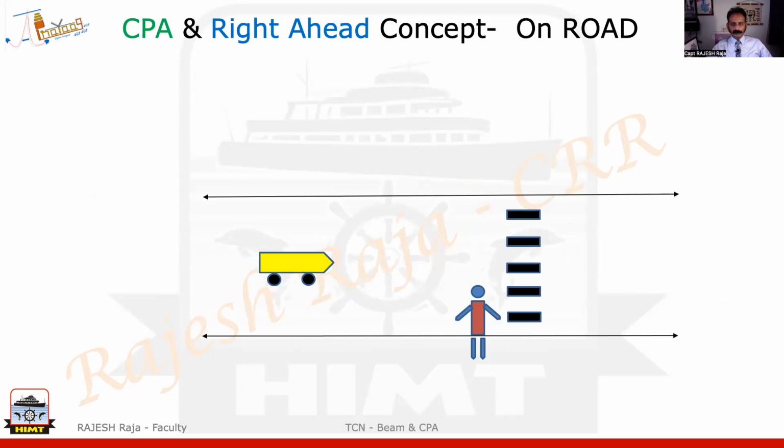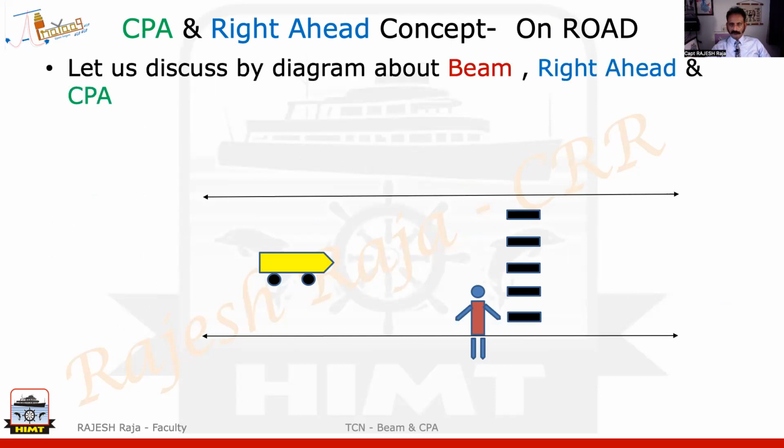Before that, I want to go to the road. As I said many times, most of the concepts you see on board at sea are there in your day-to-day life also, and you should try to correlate them if you want to understand better and not make silly mistakes in your numericals. So I'm going to talk about three concepts here. Number one, what is beam? Then something called right ahead, which can be directly related to right astern also. It's just 180 degrees opposite. And then CPA.